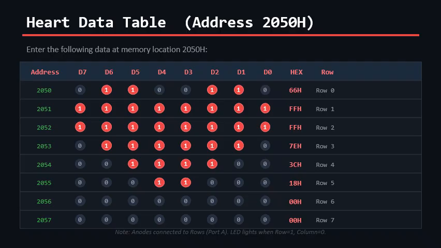This slide shows the memory representation of the heart pattern. The data is stored starting at memory location 2050H. Each row's binary pattern is stored as a hexadecimal value. For example, 66H corresponds to the first row pattern, FFH represents a fully lit row, and 00H represents no LEDs lit. Important note: rows are connected to anodes and columns are connected to cathodes. So an LED glows when row is equal to 1 and column is equal to 0.